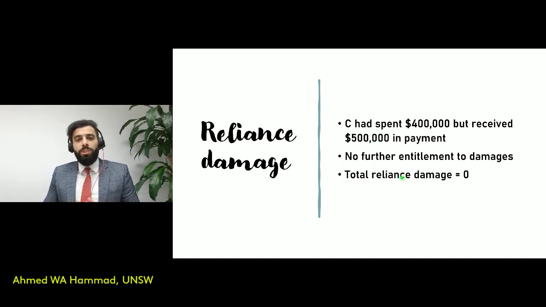So this example just demonstrates the difference between expectation damages and reliance damages. Again, to recap, expectation damages is what a contractor would apply for if they can accurately estimate their profit. If they can't accurately estimate the profit, then they should stick to the reliance damages.